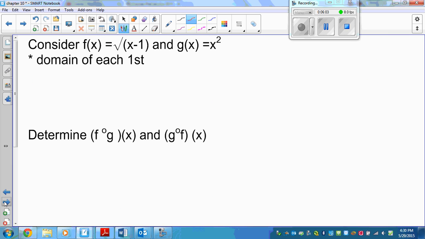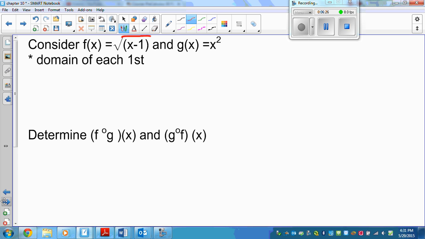Okay, here it says consider the function f of x is the square root of x minus 1 and g of x is x squared. I want you to determine f of g of x and g of f of x. Okay, so first I want to do the domain of each first.